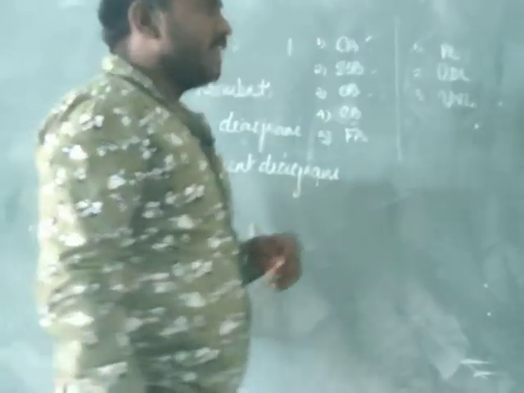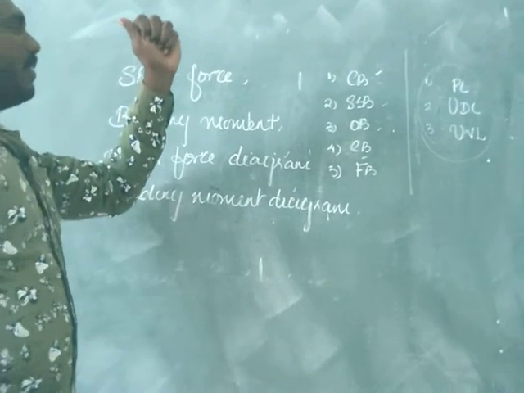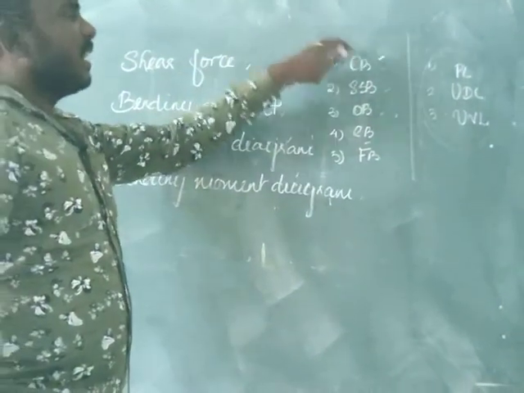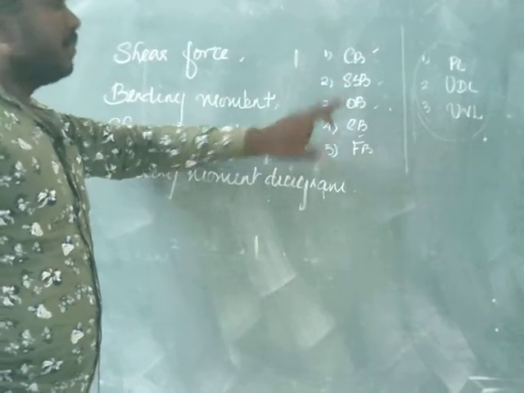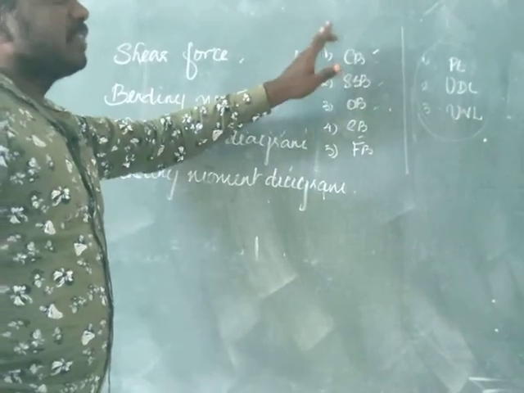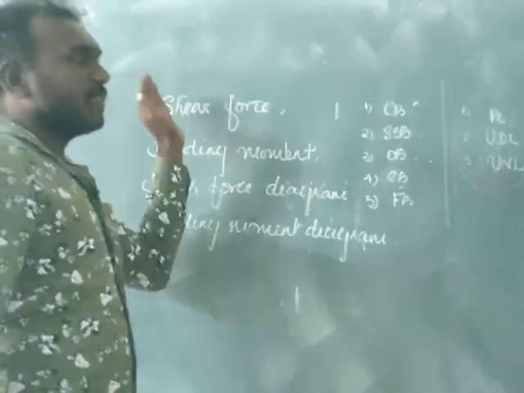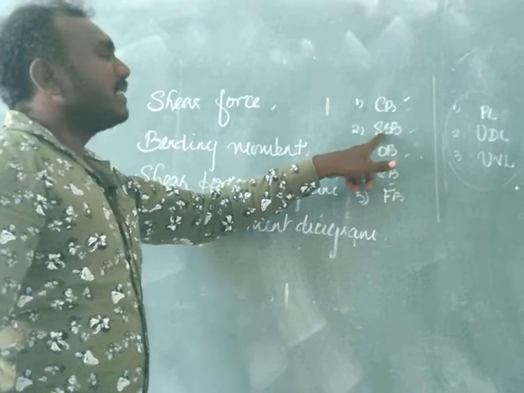In engineering mechanics we have studied 5 types of beam. What are the 5 types? Cantilever beam, simply supported beam, overhanging beam, continuous beam, fixed beam. What is a cantilever beam? The beam having one fixed support and one free end. What is a simply supported beam?